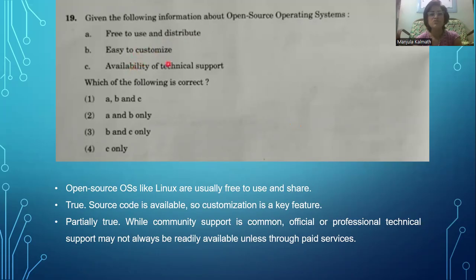And availability of technical support. So actually here, the first two properties are 100% perfect properties for the open source operating system. But when it comes to the third one, the technical support, it is not 100%, only partially. For some of the technical support, they are required to pay. The paid technical support we are getting is not free here, but still all three options are true for this question.